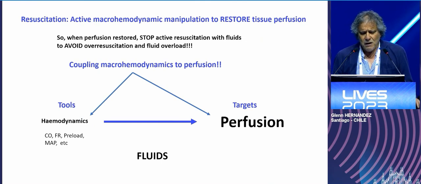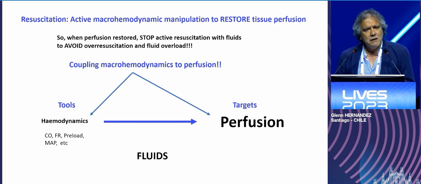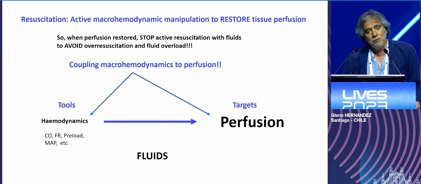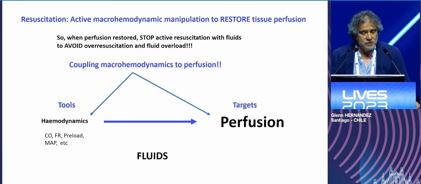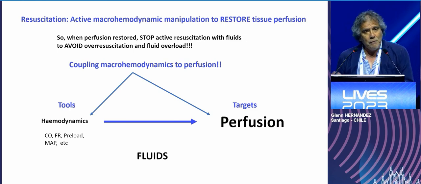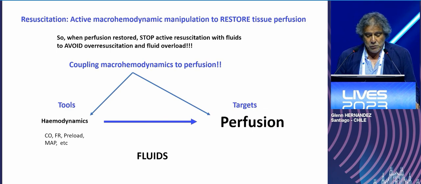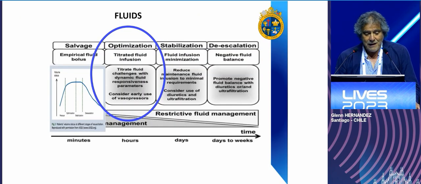Resuscitation in general is the active macrohemodynamic manipulation to restore tissue perfusion. This is the duty. And of course, when we speak about optimization, we have to know that the first rule is probably to stop resuscitation, this active manipulation mainly with fluids, when we assess that the perfusion is being restored. This is the only way to avoid over-resuscitation and the risks of fluid accumulation or fluid overload. And this is all about coupling, as I said yesterday in another talk, coupling macrohemodynamics to perfusion. And the fluids are fundamental actors, of course.